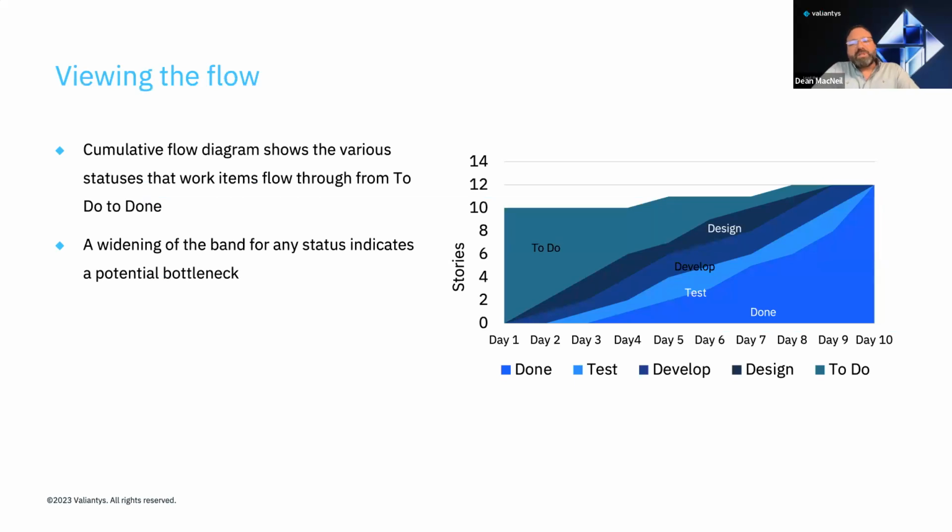So aside from Scrum and Kanban boards in Jira, there are useful reports for viewing flow, including the cumulative flow diagram. It shows the various statuses that work items flow through from to do to done. A widening of the band for any status indicates a potential bottleneck. The diagram is also useful for measuring the flow.